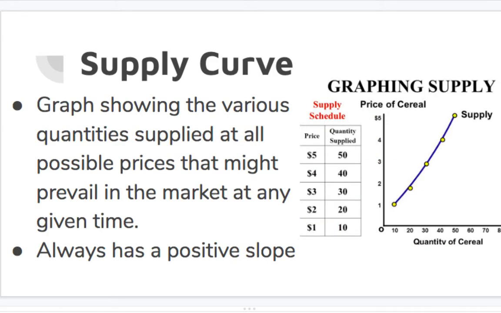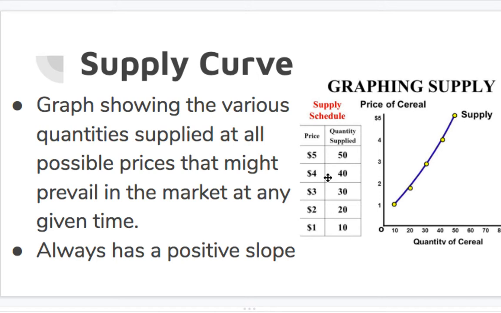We're also going to look at something called a supply curve. A supply curve is a graph that shows the quantity supplied at each and every possible price inside the market. They always have a positive slope. For instance, on this side you see the price of cereal and the supply. At each price point, the producer will be willing to supply more as the price goes up. In this example, at $1 they're only willing to supply 10 units of cereal, but at $5 they're willing to supply 50 units.